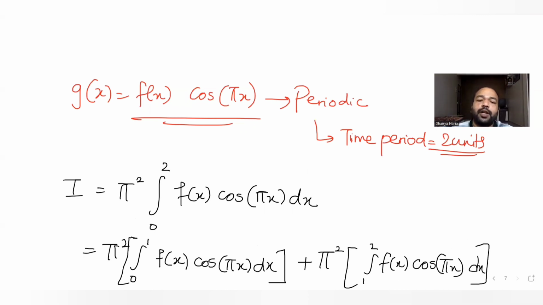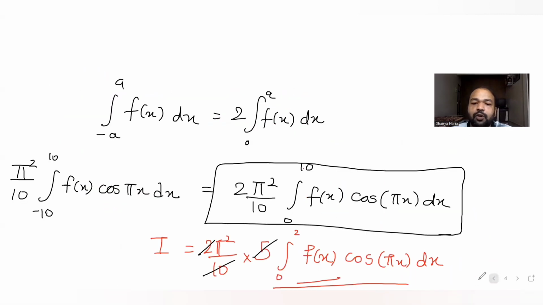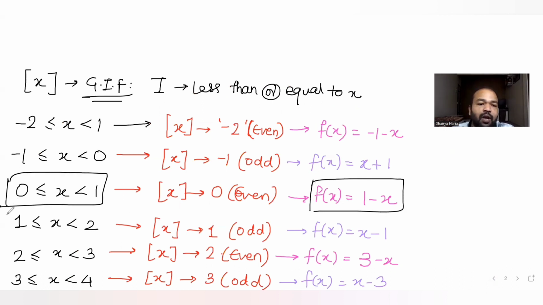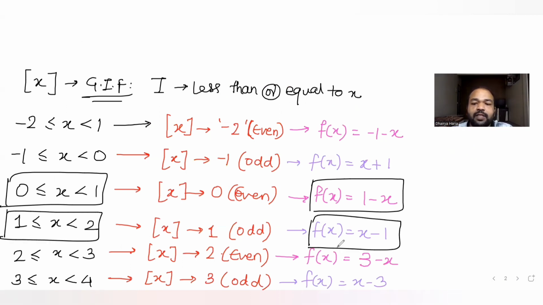So this becomes your integral values. Now let's substitute from 0 to 1. We have here, from 0 to 1, your f of x as 1 minus x. From 1 to 2, you have your f of x as x minus 1.